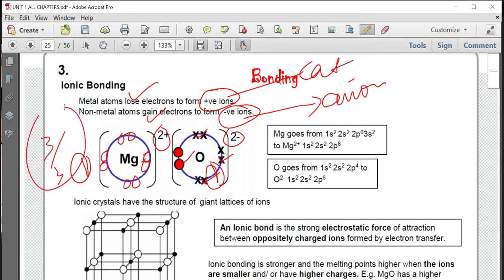Okay. Now if we talk about the electronic configuration, magnesium is 1s2, 2s2, 2p6, 3s2. The 2 electrons from 3s are gone and they are taken by oxygen. Look at the configuration: 1s2, 2s2, 2p4. So 2 more electrons will be added to 2p, and then it will be 2p6. So the negative ion and the positive ion will start attracting each other, and this is the ionic bond actually.